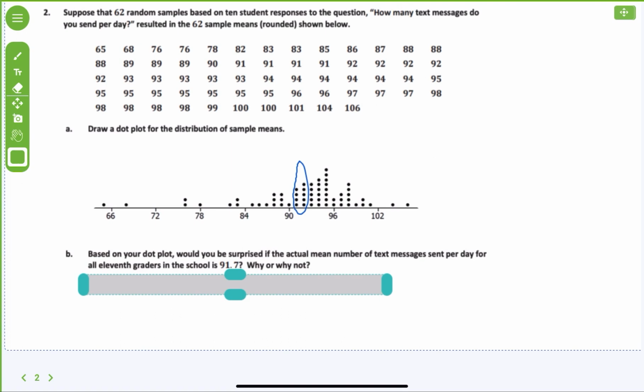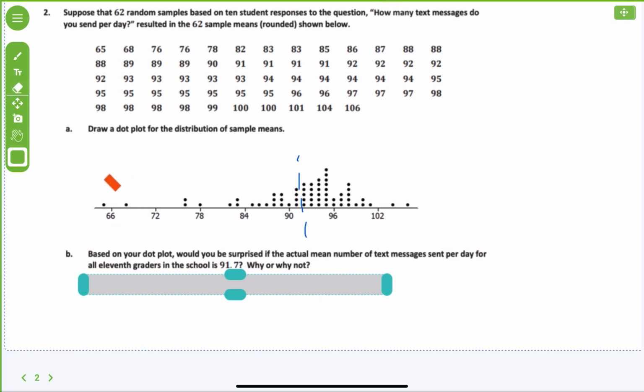Why or why not? Well, would that surprise us? No, it shouldn't, because we have numbers that correspond from our sample means with 91.7. So that should not be any type of surprise to us. The distribution is centered almost around that. If we were to draw that almost as the mean, let me erase that. Okay, the mean would be about right there, so that's very possible because we got all these outliers down here.